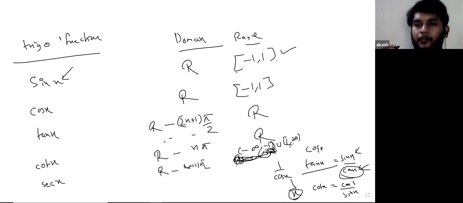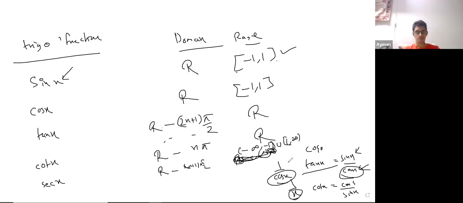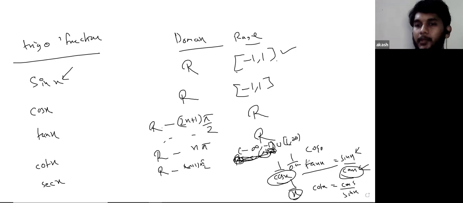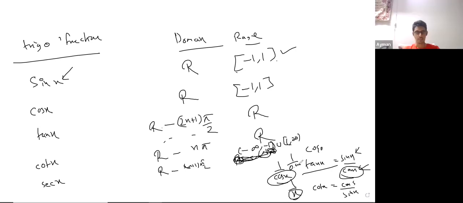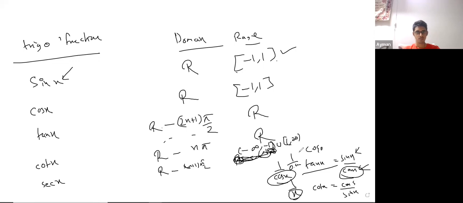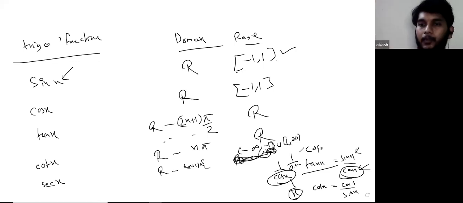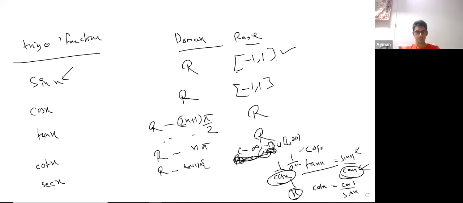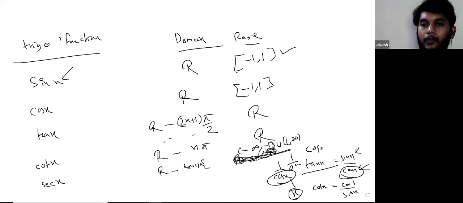Why this? Because 1 upon cos x. The maximum value of cos x is 1. That means we always have 1 upon 0 point something something, and 1 upon 0 point something something is always more than 1. And the same goes for negative, always less than -1. So we can never get between -1 to 1. So this is the range of sec x.